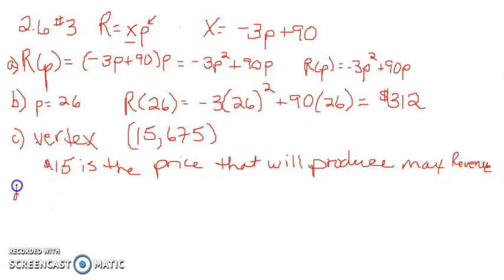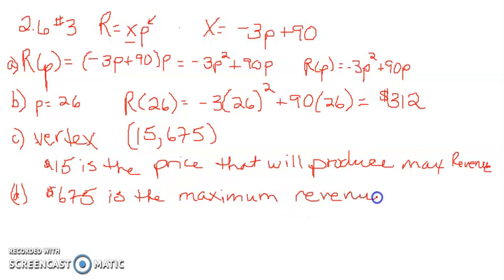Then part D, we're still working with our vertex, because in part D, we are asked, what is that maximum revenue? Well, that is the maximum value for this function. So our maximum value, $675, is the maximum revenue for this function.